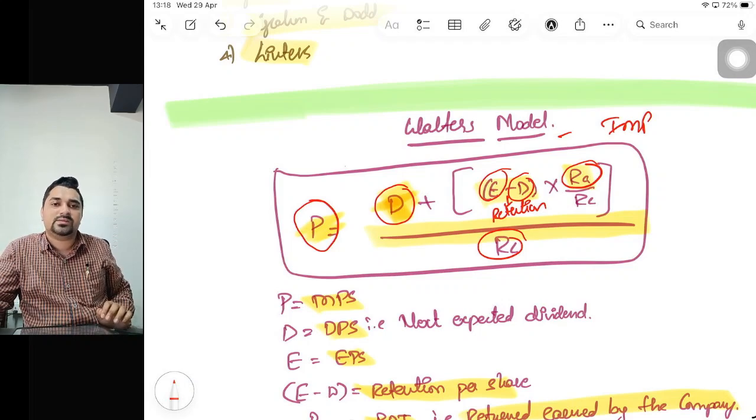Apart from this, there is some theory part in the module, that is, what are the factors affecting your dividend decision. Please go through it. It may come for 2 or 4 marks.